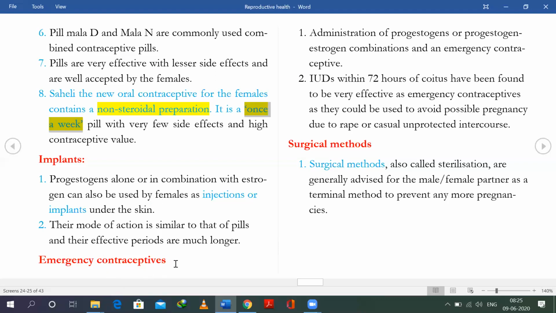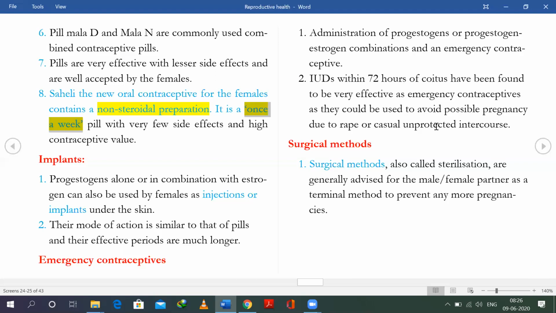And emergency contraceptives. Sometimes a pregnancy might come because of unforeseen situations as well as unplanned sexual intercourse. In such a situation, we have these emergency contraceptives available. What are these emergency contraceptives? It is the administration of progestogens or progesterone-estrogen combinations as an emergency contraceptive, right? So you can administer both progesterone and estrogen combinations, as well as IUDs. Immediately after coitus, within 72 hours, IUDs can be implanted.